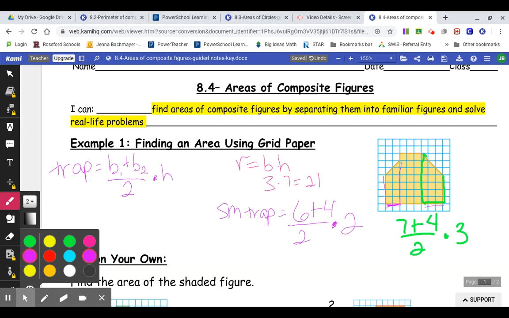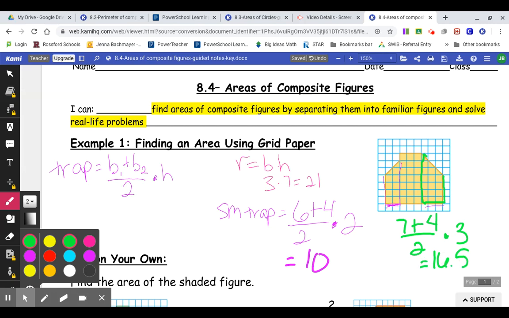So over here for the small trapezoid, I guess we should figure that one out. We said 6 plus 4 is 10. 10 divided by 2 is 5. 5 times 2 is 10. So we have 10 units there. Back to the larger trapezoid, we have 7 plus 4 divided by 2 times 3. So we had 5.5 over here on the left times 3. That's going to give us 16.5.